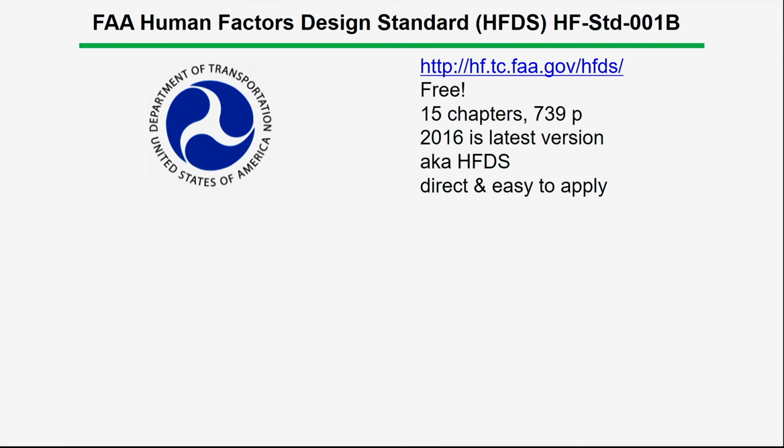Another document that's important is the FAA design standard. Again, this is another one that's free. It's 739 pages long. The latest version is 2016. If you talk to people, they refer to it as HFDS. And it's fairly easy to apply, and again, here's the website for where this document can be obtained.